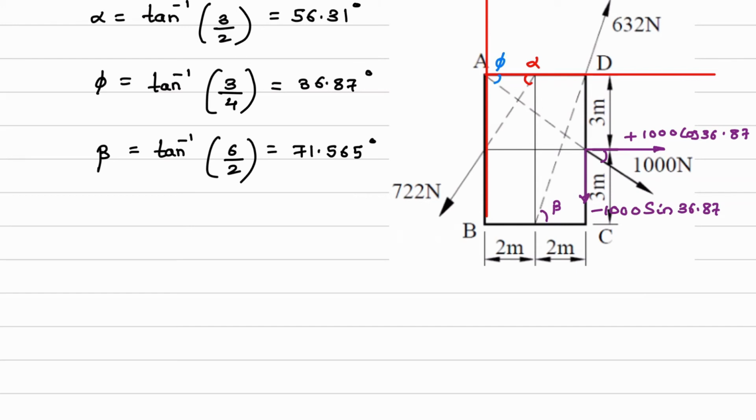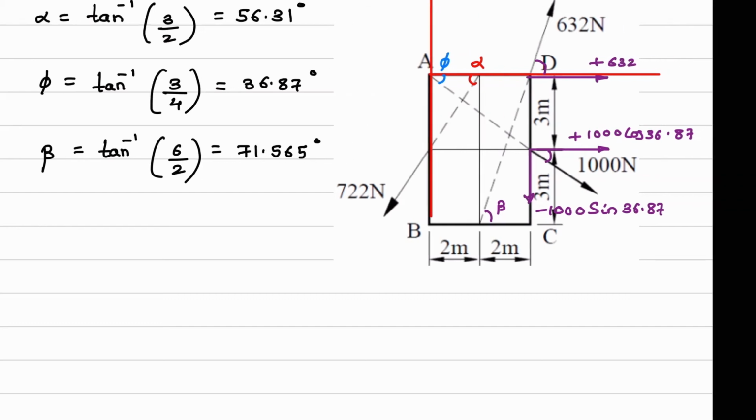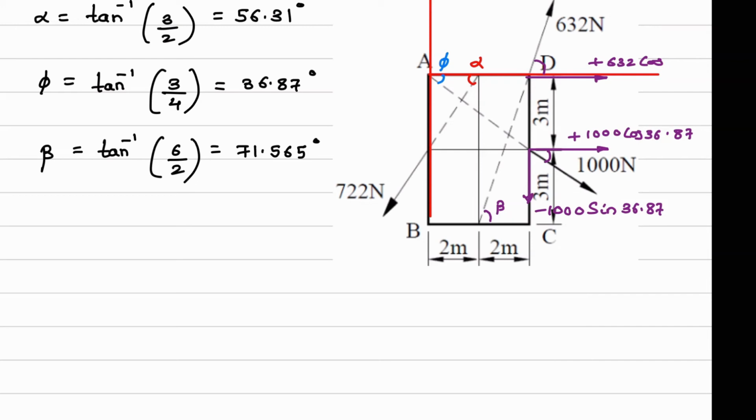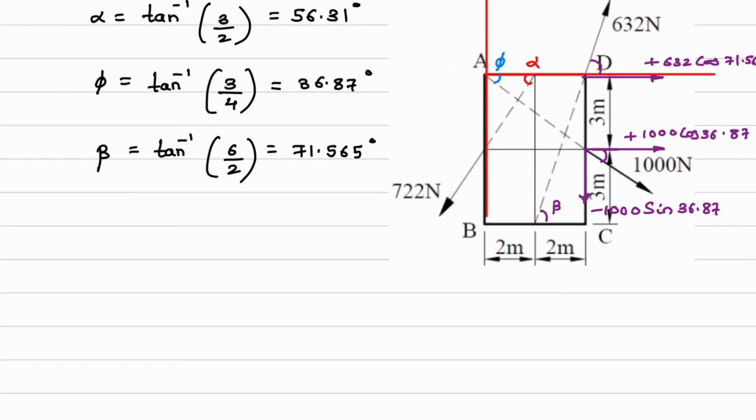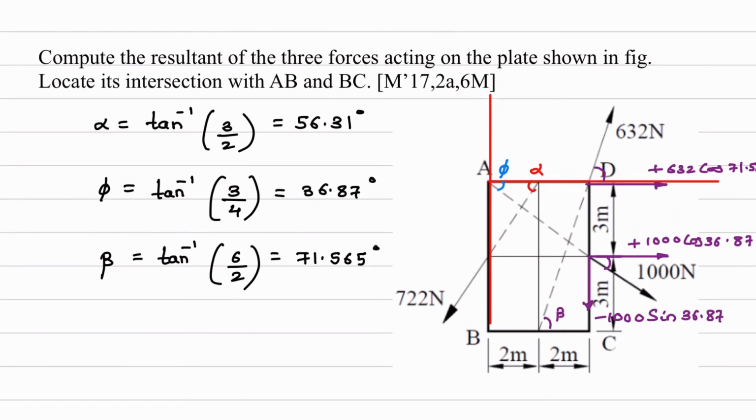Next, consider 632 Newton and resolve this. The x component is plus 632, the angle is beta, so cos 71.565, and the y component will be plus 632 sin beta, and beta is 71.565.